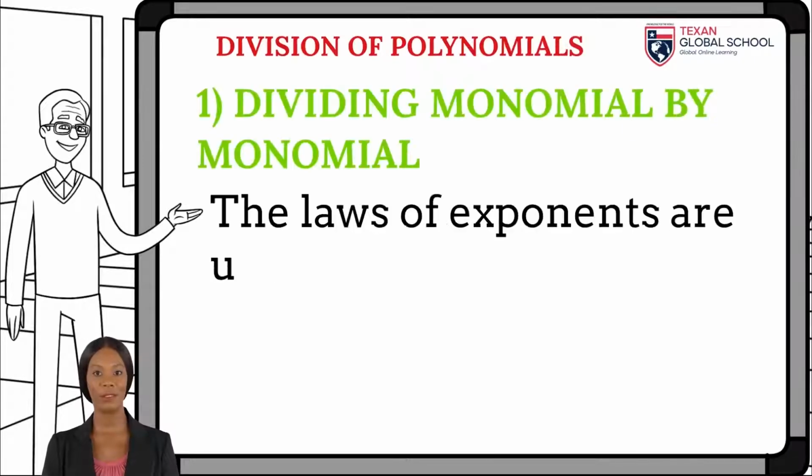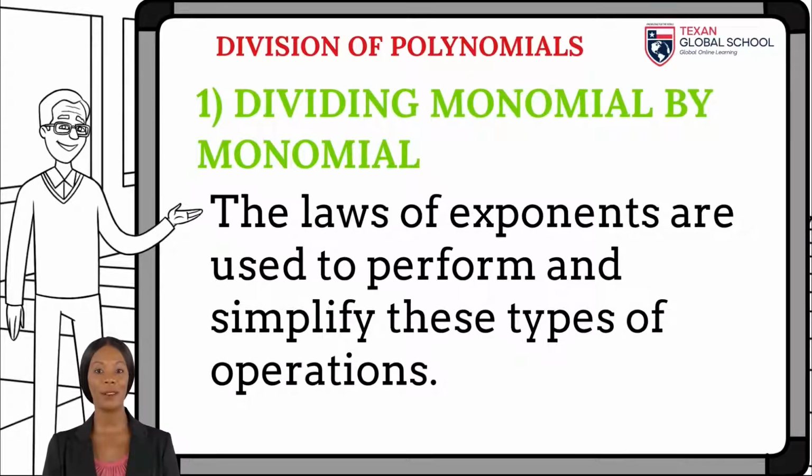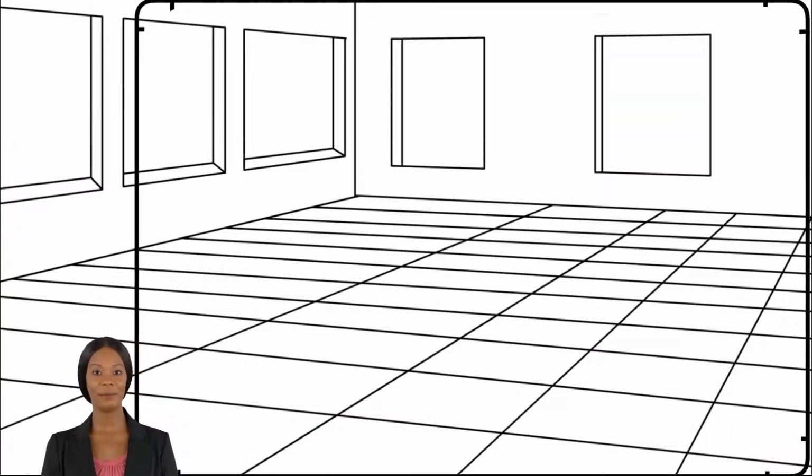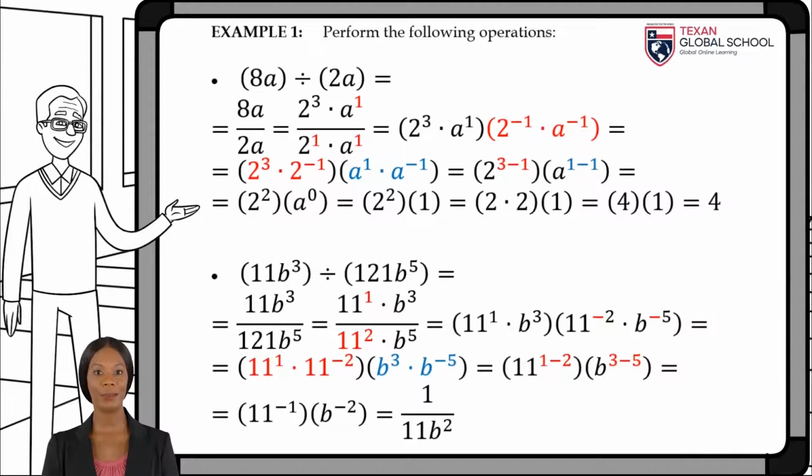We will start with the first case of monomial divided by monomial. These types of expressions are performed and simplified using the laws of exponents. Let's look at some initial examples. The quotient a divided by 2a, using the definition of fractions, can be represented in two ways, as shown in the example. The 8 can be represented as 2 cubed. All bases without an exponent, by definition, are raised to the first power.